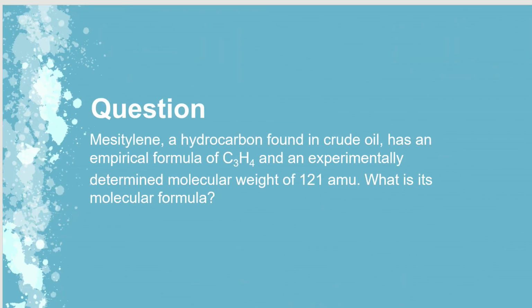All right, so let's see if we understand what's going on. Mesitylene, a hydrocarbon found in crude oil, has an empirical formula of C3H4 and an experimentally determined molecular weight of 121 atomic mass units. What is its molecular formula? This is how you know if you understand: go ahead and do the calculation before looking at the answer.